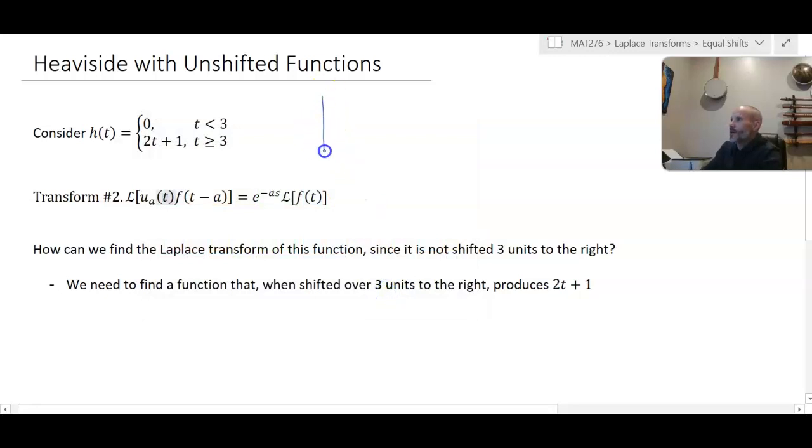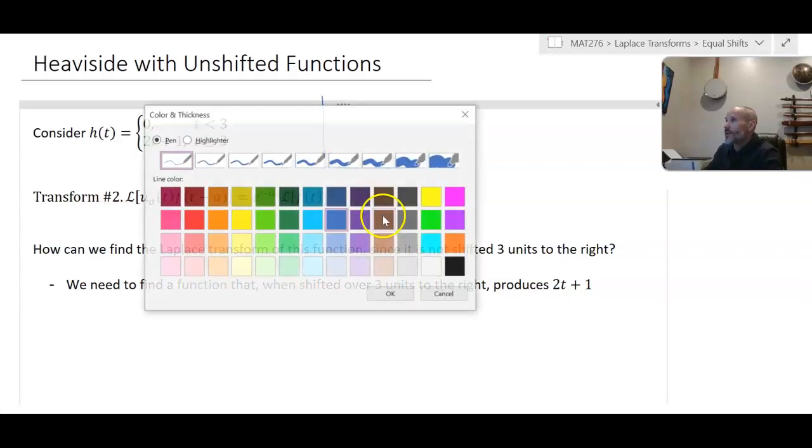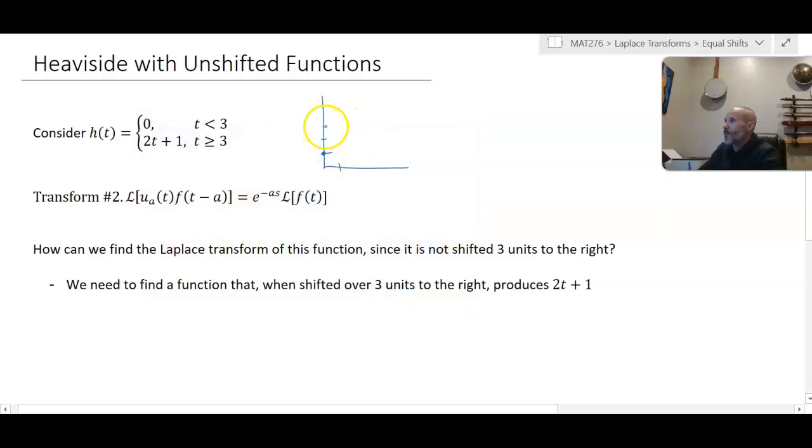So if we thought about what that might look like, that would have a vertical intercept of 0, 1, and then for every 1 unit increase in t, there would be a 2-unit increase in the output. Okay, so it would look kind of like this. All right, and what we want is we want this function to turn on at time 3.